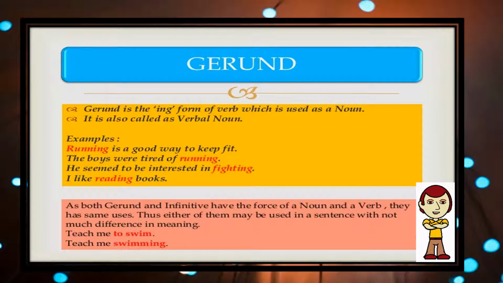As both gerund and infinitive have the force of a noun and a verb, they have the same uses. Thus, either of them may be used in a sentence with not much difference in meaning. Teach me to swim. Teach me swimming. So here to swim is infinitive verb and swimming is gerund.